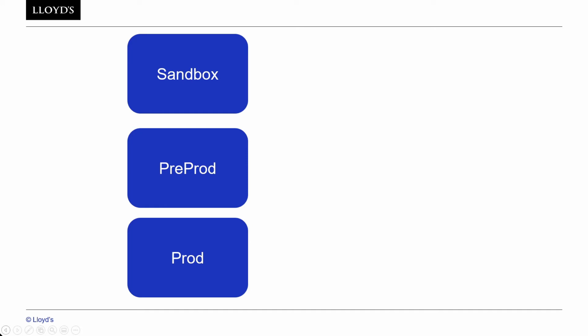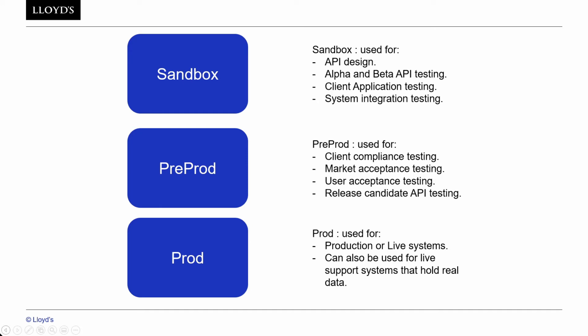The Sandbox environment is used to develop new APIs and for onboarding new organizations to the API gateway. The Preprod environment is used for market acceptance testing and other acceptance testing before your application is deployed into production.